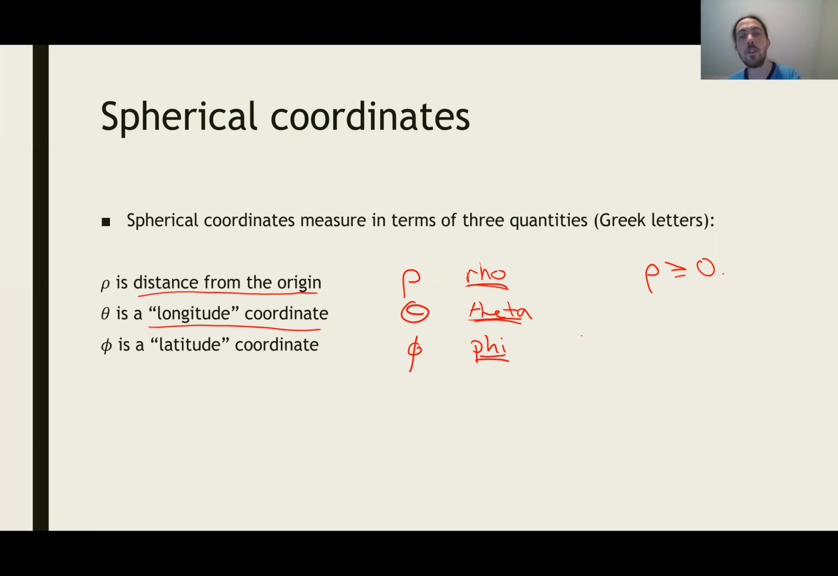Theta is a longitude coordinate. If we're thinking about spherical coordinates as coordinates on Earth, the theta coordinate is going to tell us what exact vertical longitude line we lie along. And phi is more like a latitude coordinate. It's going to tell us what circular latitude line we lie along as well. Theta is going to be measured between 0 and 2 pi, or minus pi and pi, or something like that, you'll sometimes see. Phi is going to be measured between 0 and pi, and we'll talk a little bit about the coordinate phi.